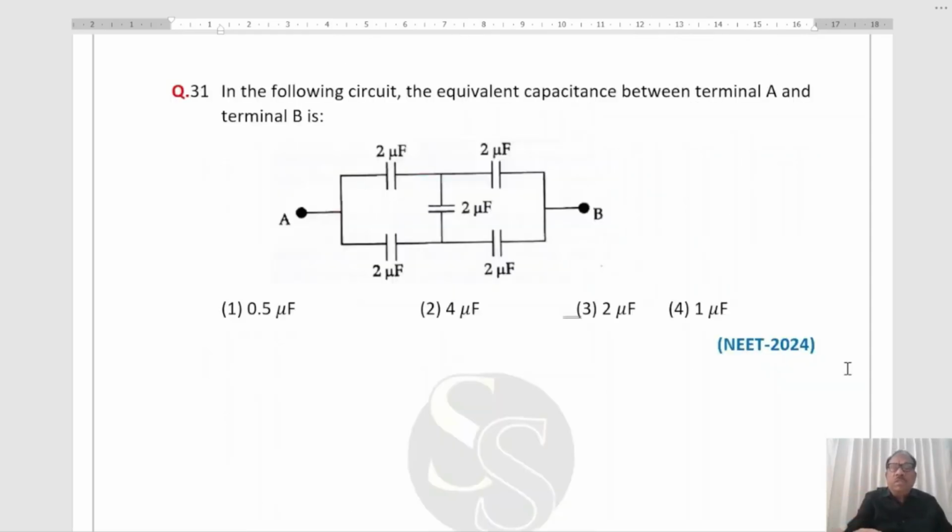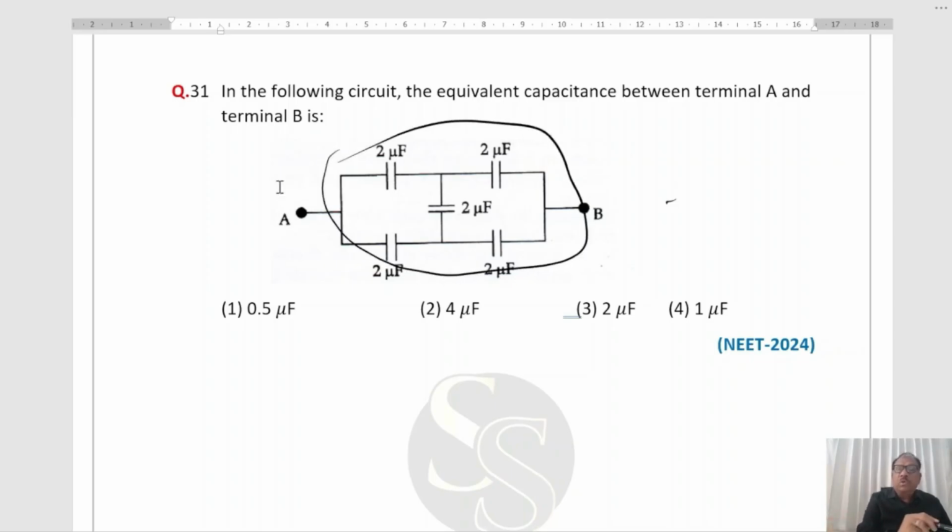Question is, in the following circuit, the equivalent capacitance between the terminals A and B. Right. By observation, it appears to be Wheatstone bridge. What happens in a Wheatstone bridge?